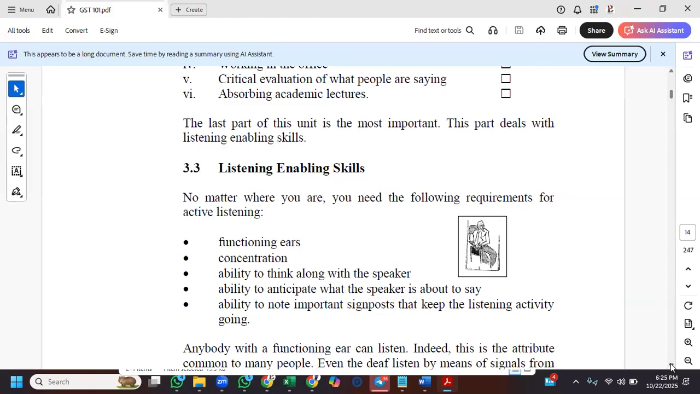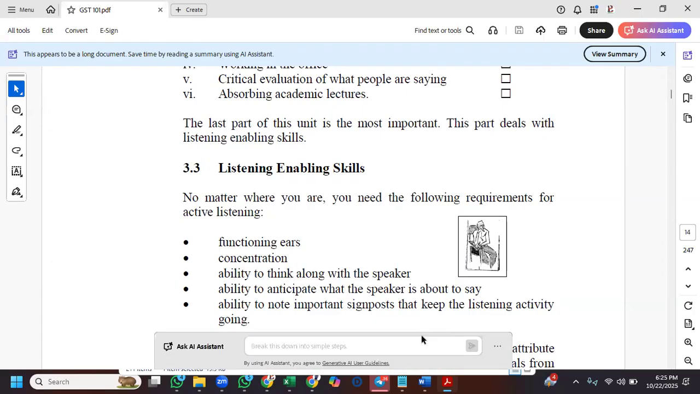All you have been saying thus far, if at the end of this class, after the 45 minutes, you are asked who is the listener, or why do we listen, and you don't know, or what are the types of listening, and you don't know, it means you were in this class, you have functioning ears, but you did not concentrate on what we were doing.